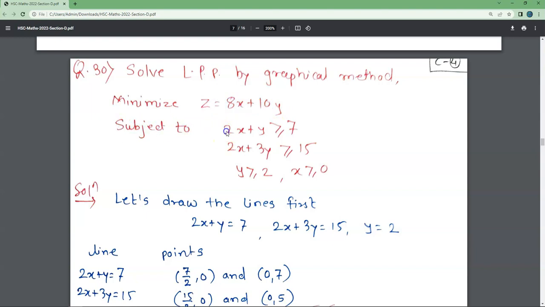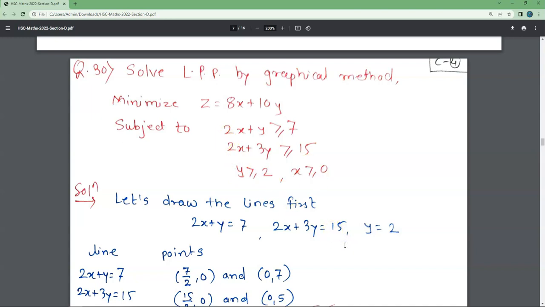So what is the condition they have given? 2x plus y greater than equal to 7, 2x plus 3y greater than equal to 15, and y is greater than equal to 2, and x is also greater than equal to 0. म्हणजे सगळं फर्स्ट क्वाड्रंट मध्ये येणार आहे, कारण x is greater than equal to 0 आहे, राईट. y पण 2 पेक्षा मोठा आहे आणि x greater than equal to 0 आहे, त्यामुळे फर्स्ट क्वाड्रंट मध्येच येईल. नाउ हाऊ टू सॉल्व दिस?